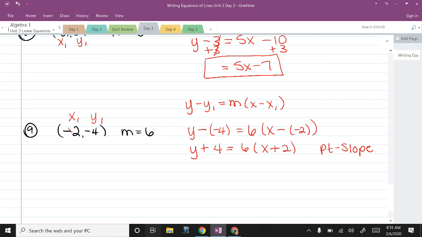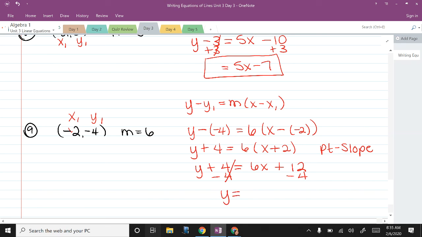But we want to get to slope intercept form. So what do I need to do first? Distribute first. Get rid of your parentheses. So y plus 4 equals what? 6x plus 12. Very good. And get your constants together. So subtract 4 from 12. So y equals what? 6x plus 8. All right. You okay?